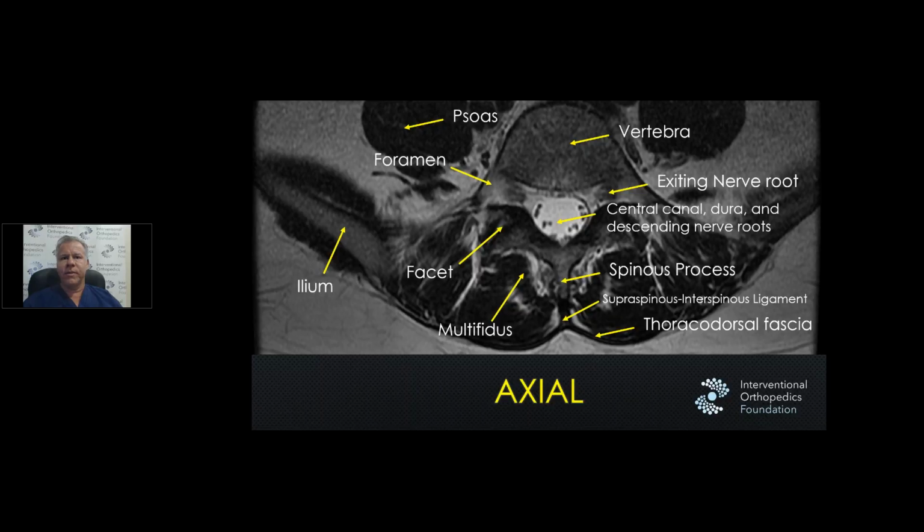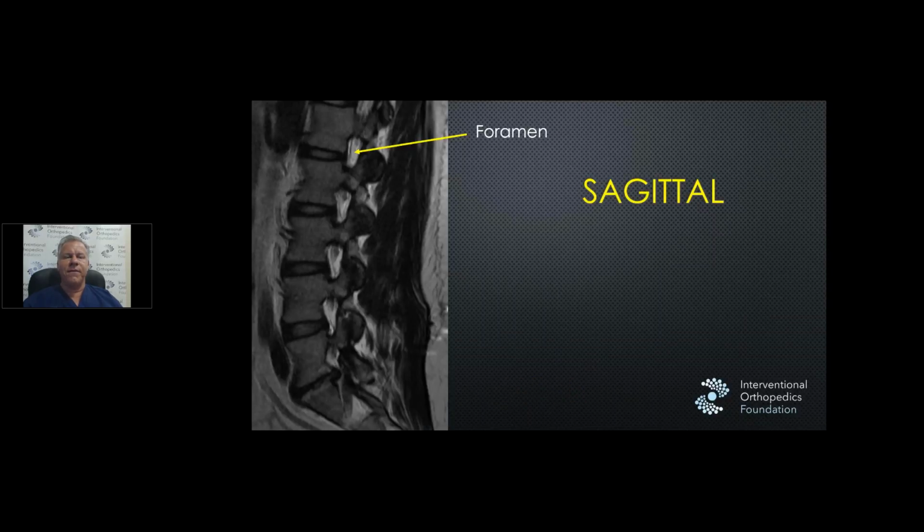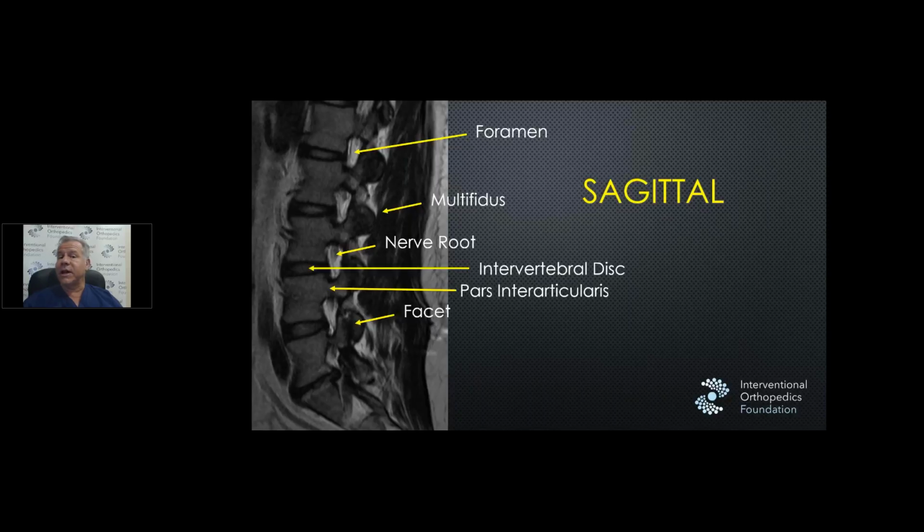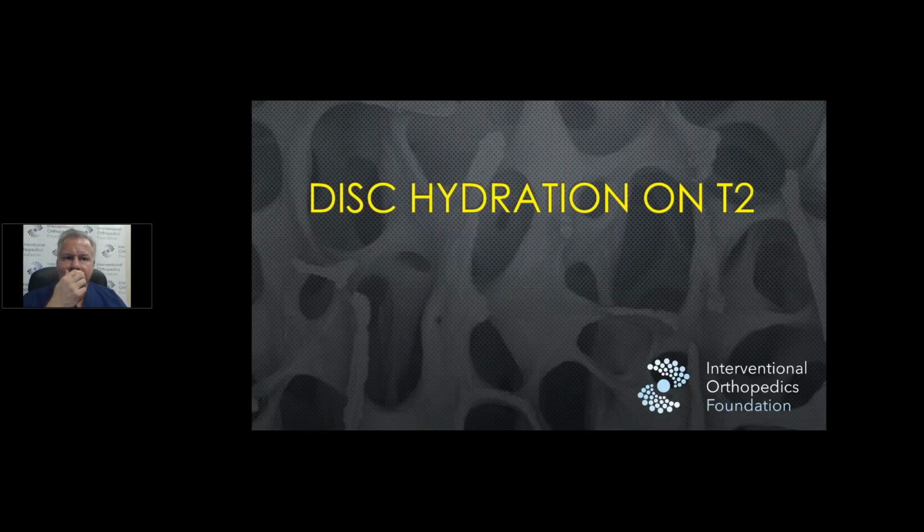On the sagittal, we have a foramen, a nerve root, multifidus, facet, intervertebral disc, pars interarticularis, the part between their articulations, vertebra. So now let's talk a little bit about disc hydration.